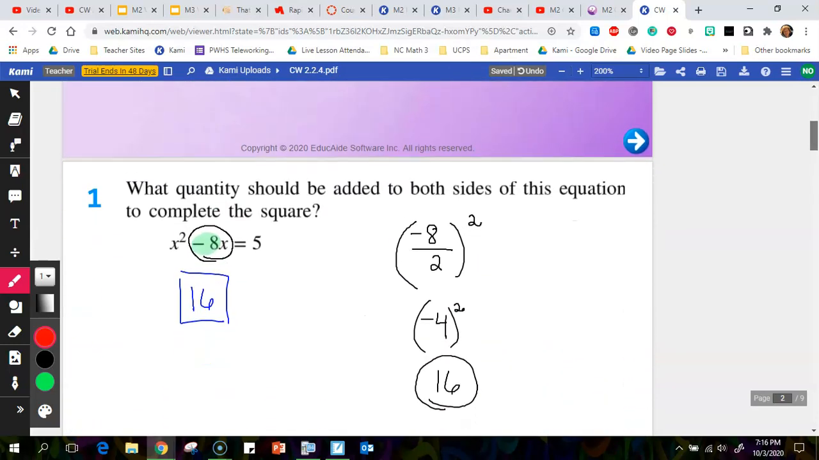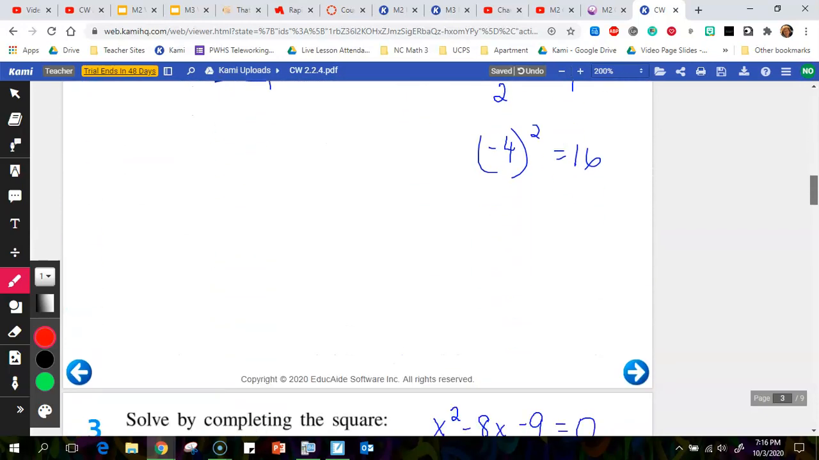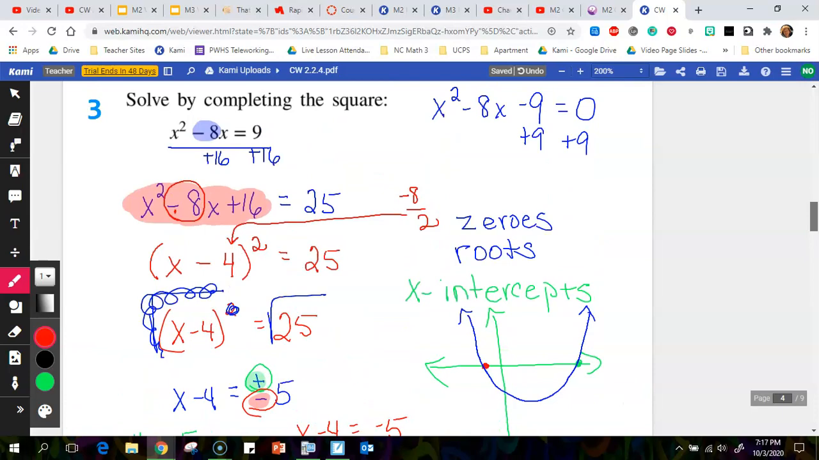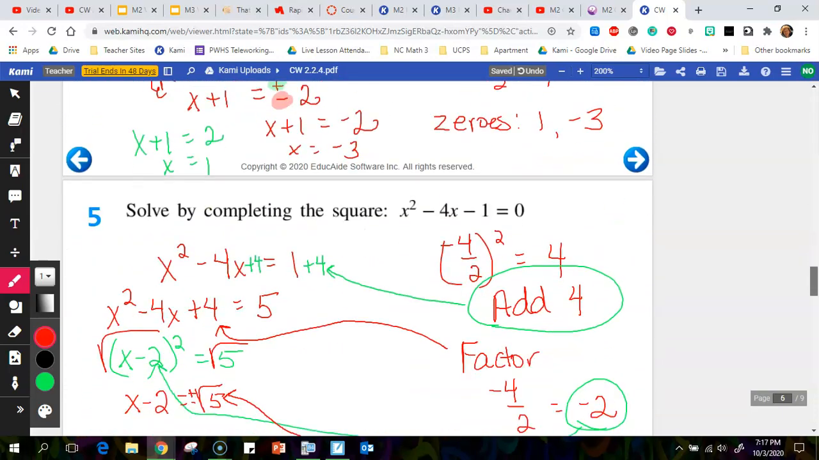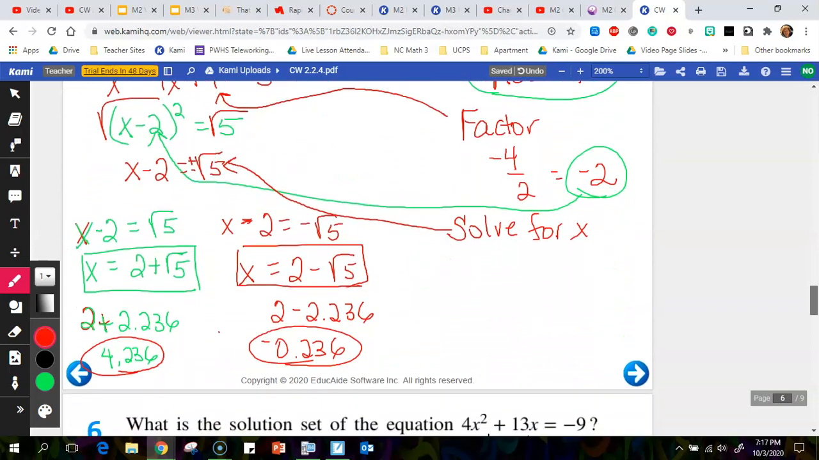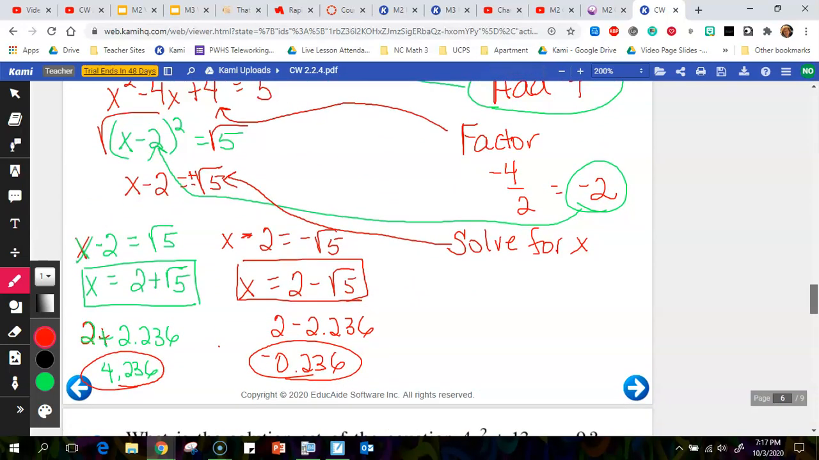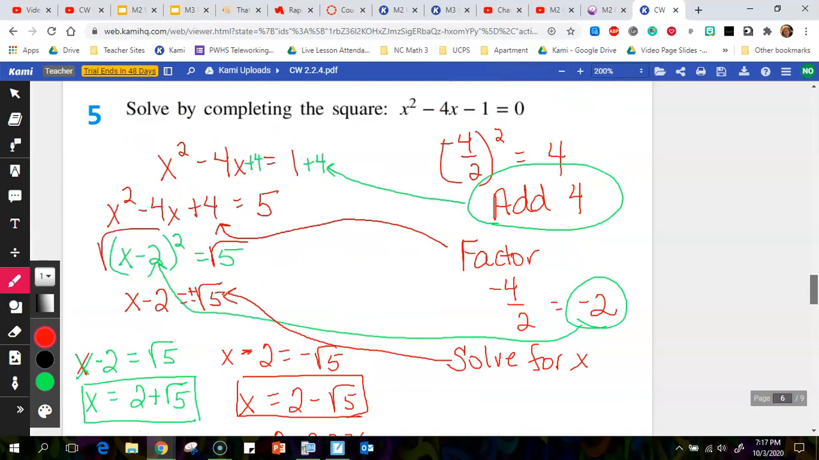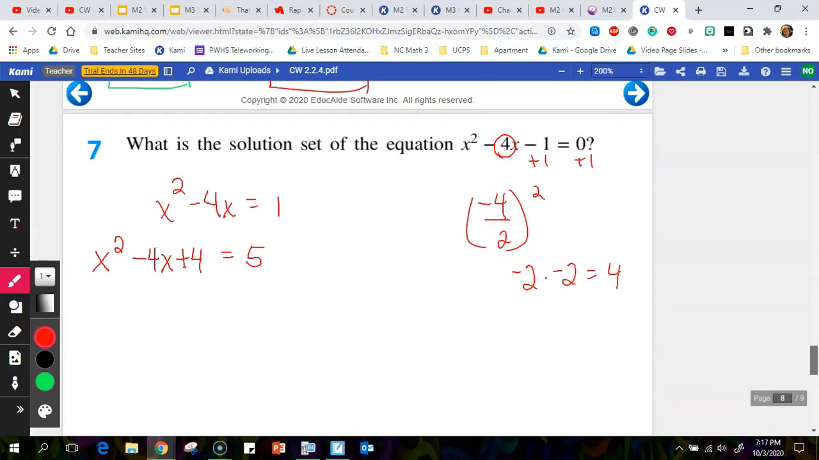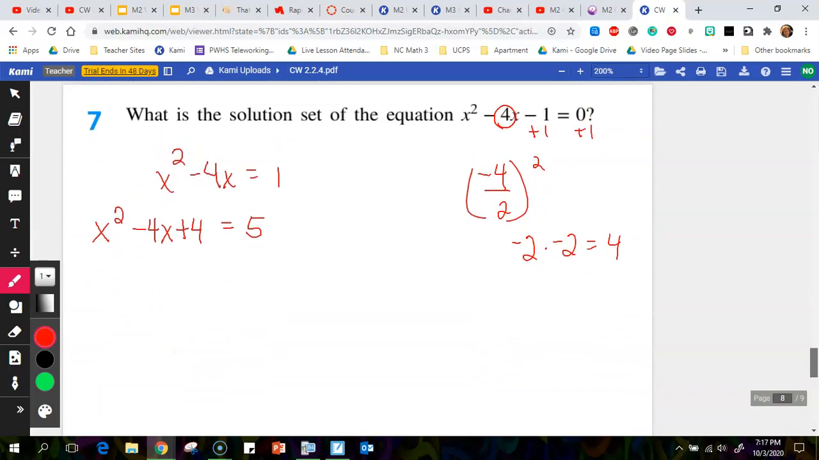Maybe we did it in the notes. Looking to see. There it is right there. We did this one. So since we already did this one, we know the answer, don't we? X squared minus 4x equals 1. Yeah, they just gave us the same one. So all we need to do is just write the answer.